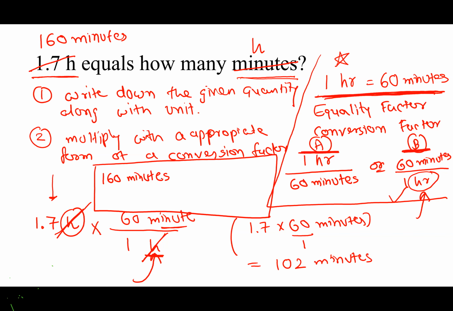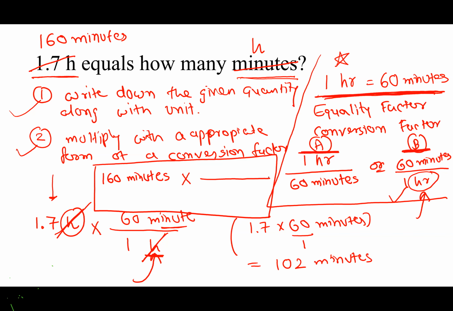You're going to write down what is given to you. That is the first step. What I say is, write down the given quantity along with the unit. 160 minutes is given to you as a part of the question. You're going to write this down. Then the second step, multiply with the appropriate version of the conversion factor. It means you're going to multiply and use the conversion factor. When we call it a conversion factor, it means something on the top and something in the denominator, or the bottom, right?